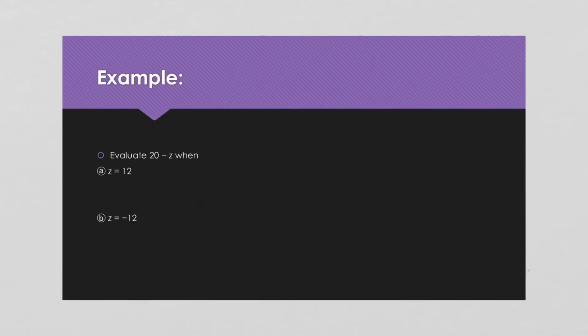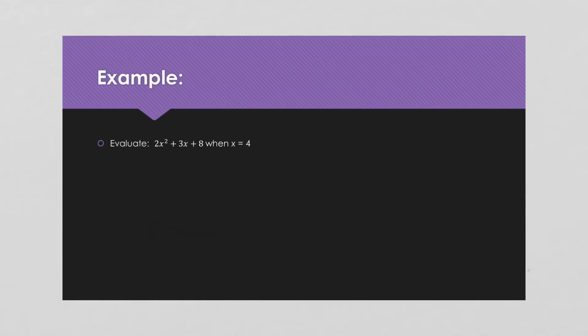All right, on this problem, I'm going to evaluate 20 minus z when z is positive 12, and then I'm going to evaluate it when z is negative 12. So on part A, I've got 20 minus 12. 20 minus 12 is 8. There's my answer. Now on the bottom one, on part B, I've got 20 minus negative 12. Notice how that changes the problem quite a bit. Change, change, add those together. I get 32 now. So those minus signs make all the difference in the world. You cannot ignore them.